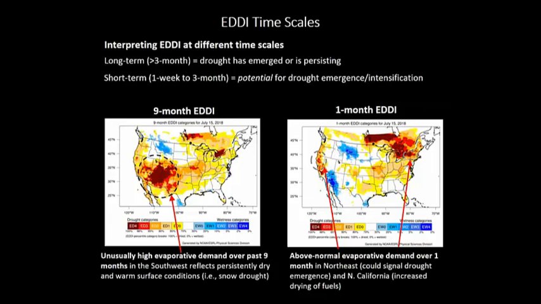And so then on the right we have the 1 month EDDI map, with the same ending date, July 15th, but it's only considering the previous month's worth of evaporative demand. I've highlighted a few regions. This means that drought may not necessarily have developed yet, but there is the potential for that given the high evaporative demand. We see that in the Northeast over New York, there's a very strong signal, but also over Northern California. This was about a week before the Carr Fire began, and I have a little bit more on that later, but this could indicate increased drying of fuels or flash drying if you still have moisture left in those fuels.